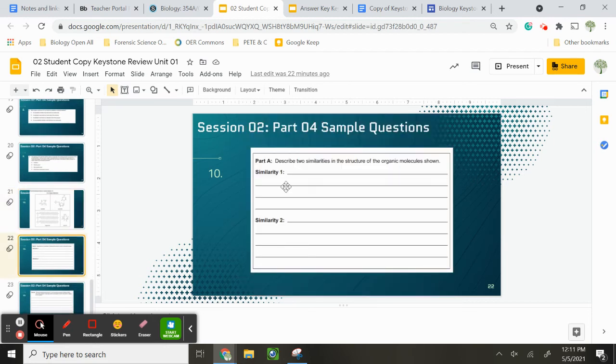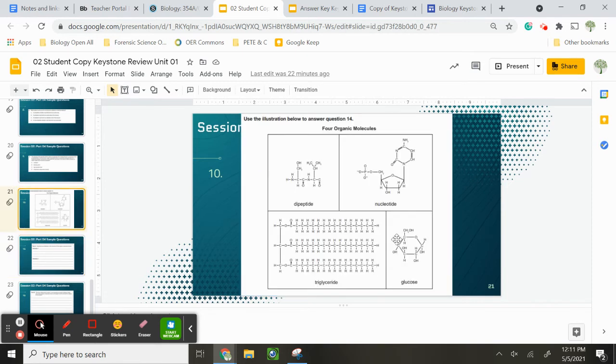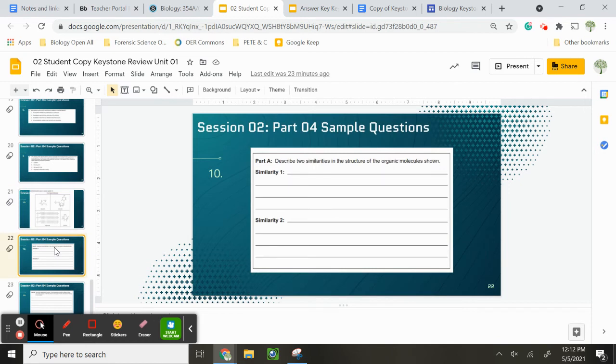Describe 2 similarities in the structures of the organic molecules shown. So what do these things all have in common? You're really just thinking about 2 similarities in the structures shown. So come on back here, and what are some things that all of these carbon-based, that's a clue, carbon-based macromolecules have in common? Similarity number one, similarity number two.